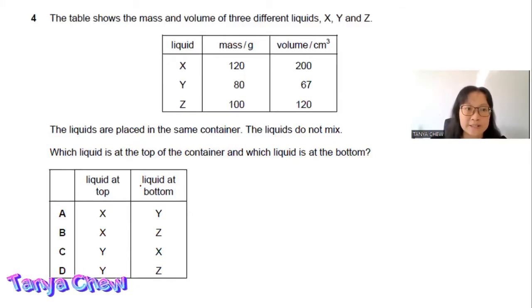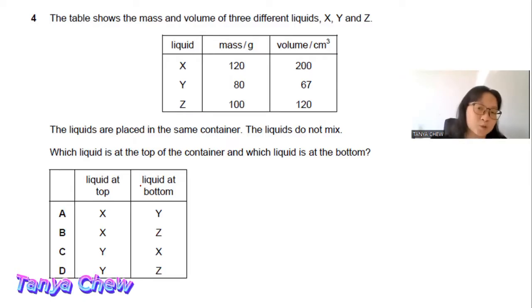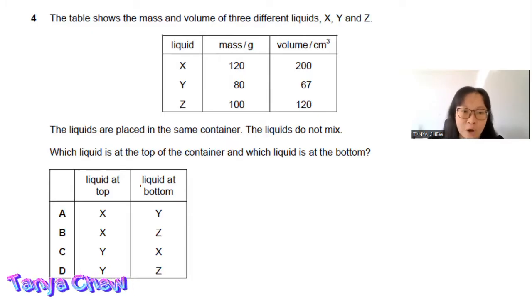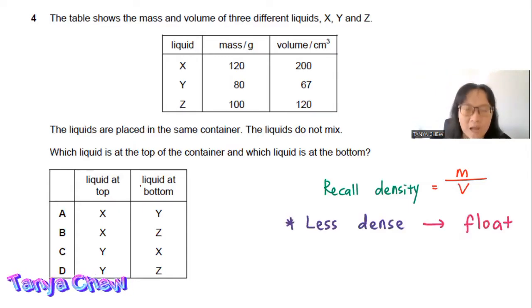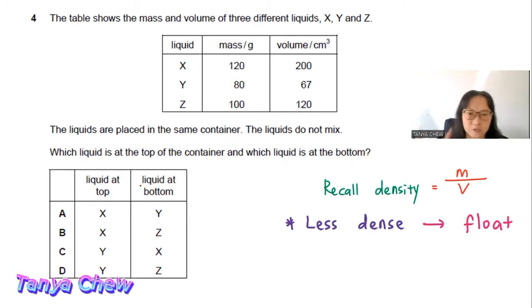Question number 4, the table shows the mass and volume of 3 different liquids, X, Y, and Z. The liquids are placed in the same container. The liquids do not mix. Which liquid is at the top of a container and which liquid is at the bottom? Now, recall density because mass and volume are being given. Density is defined as mass per unit volume. The less dense liquid, or the liquid which will be at the top of a container, is the one that has the least density.